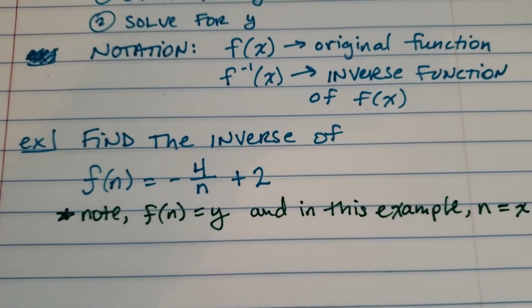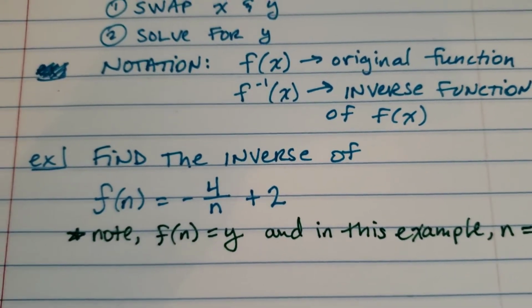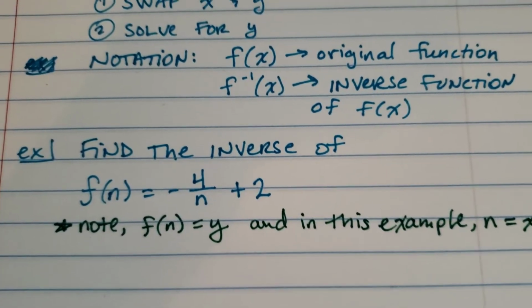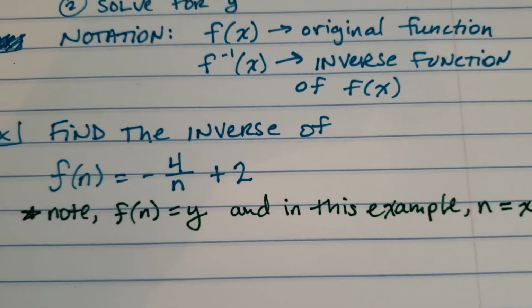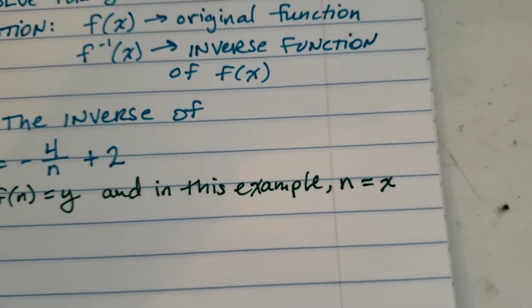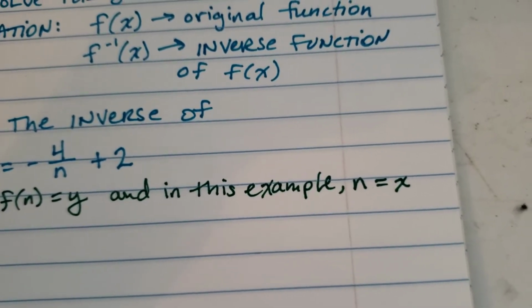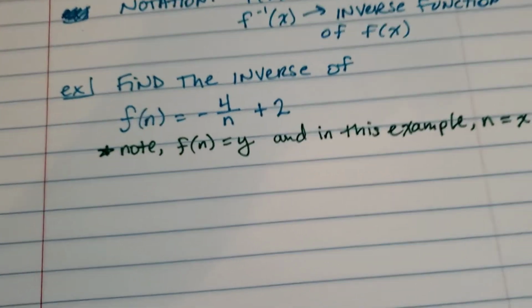We don't see a y in here, but yet in our steps, we have to swap x and y, right? We don't see a y, but remember, f of n or f of x or f of, I don't know, z, it doesn't matter what letter is there. The f of is always your y value. And then what's in the parentheses, like in this example is an n, well, that's going to be your x, okay? So we're going to go ahead and start.